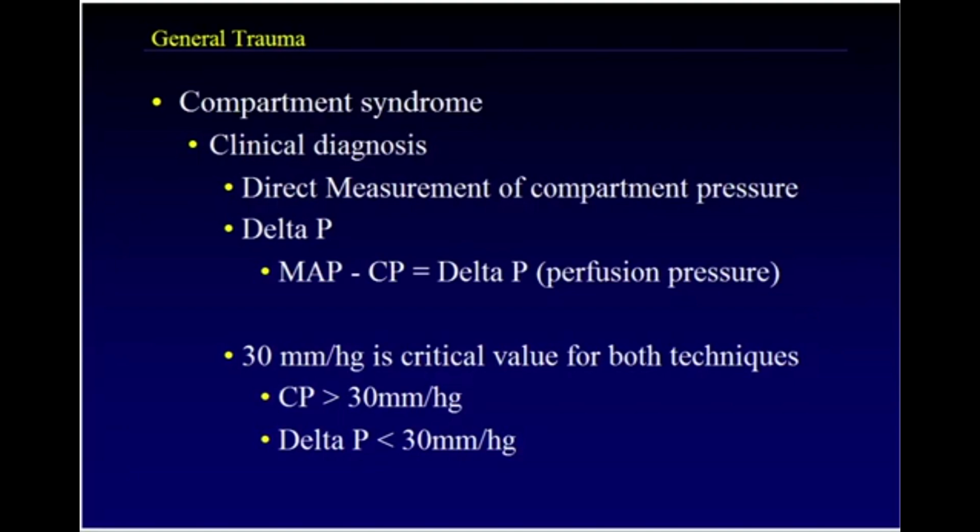And 30 millimeters is kind of the thing that you can hang your hat on. If the delta P is less than 30, the patient has a compartment syndrome. Also, if the absolute compartment pressure measurement is greater than 30, then you really have to be concerned about a compartment syndrome in that patient.